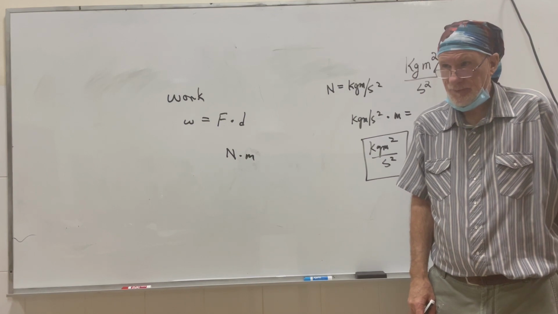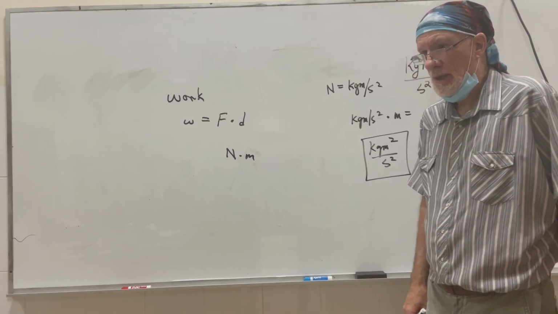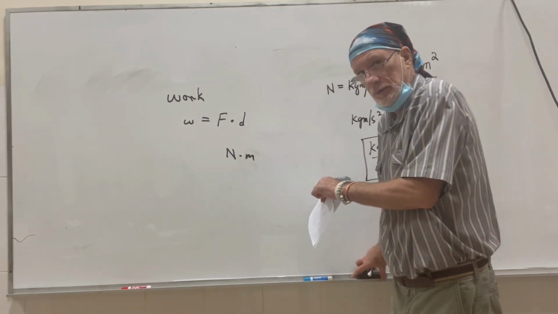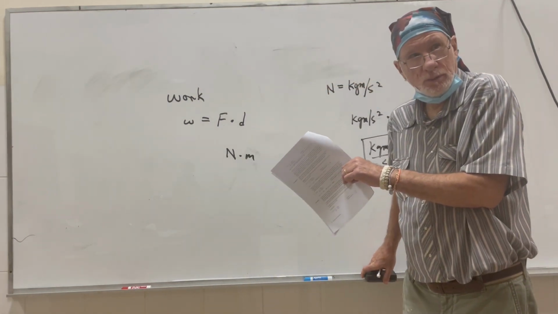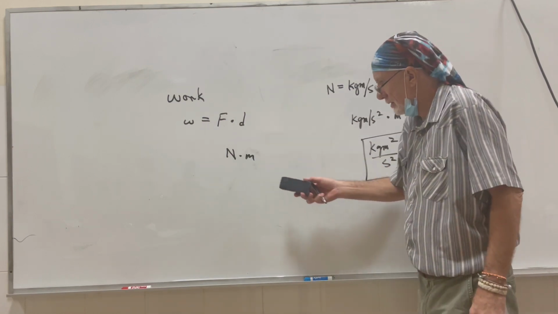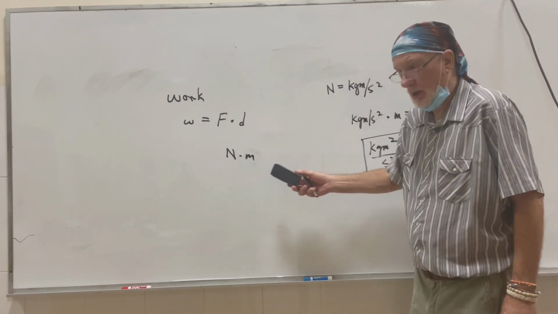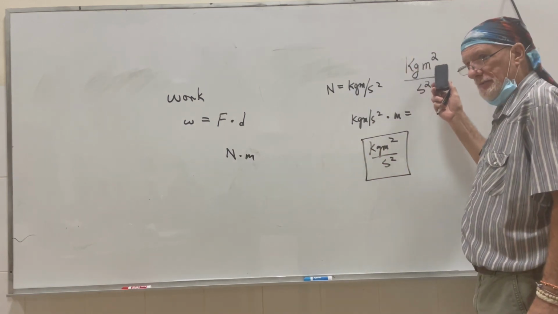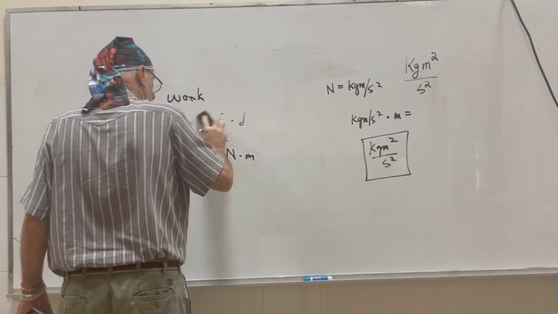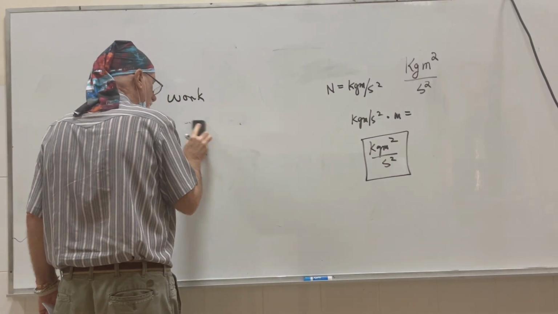You get that? Okay. Now, let's talk about this work. Definition. Work is force times distance. Unit labels are Newton meters or kilogram meters squared per second squared. Let me show you something.